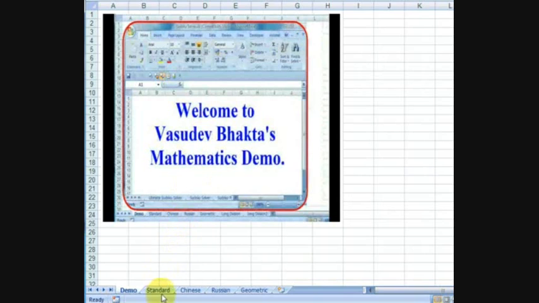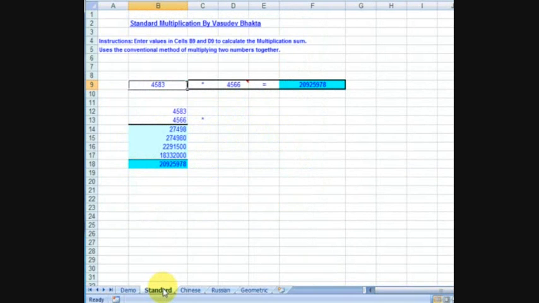Let's move on to standard multiplication. Click on the Standard tab. This is the conventional method of multiplying two numbers together. This is an interactive workbook, and the only cells that are editable are marked with a red tag here, top right corner of the cell.